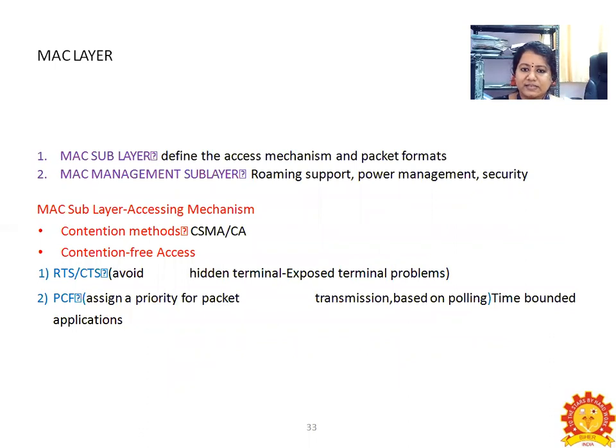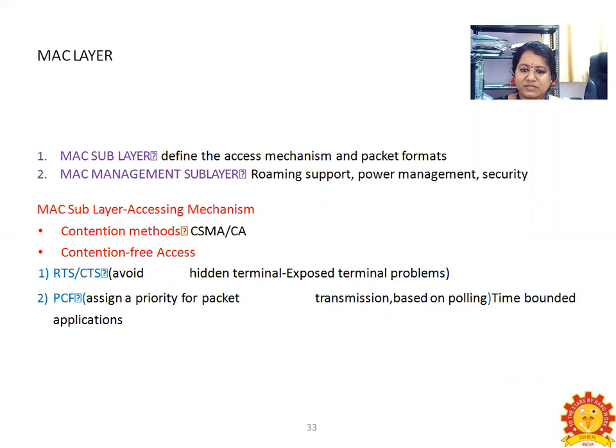The MAC layer contains a MAC sublayer and a MAC management sublayer. The MAC sublayer defines the access mechanism and the packet formats. The MAC management sublayer has roaming support, power management, as well as security. The MAC sublayer access mechanisms are the contention methods and contention-free methods. In the contention method, we have CSMA/CA, whereas in the contention-free method, we have RTS/CTS, which avoids the hidden terminal and exposed terminal problems.